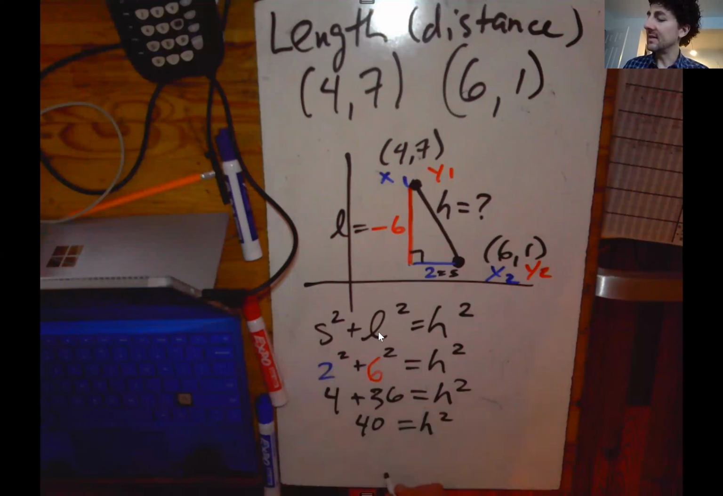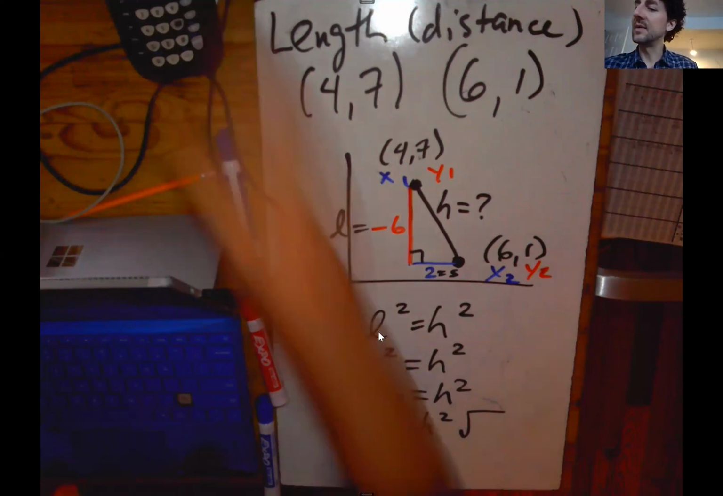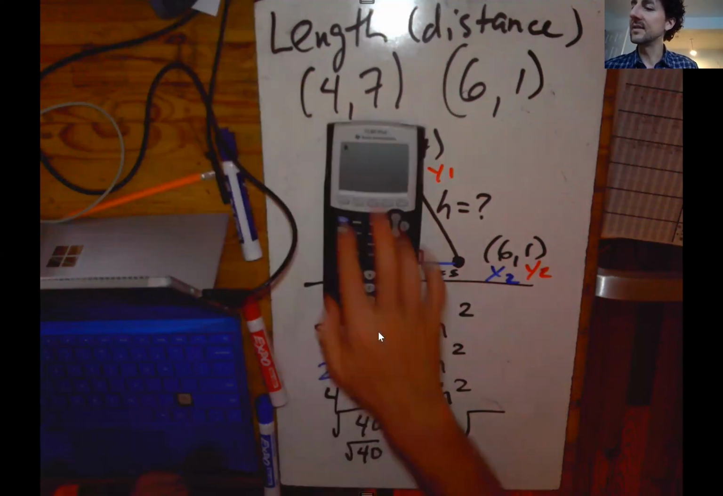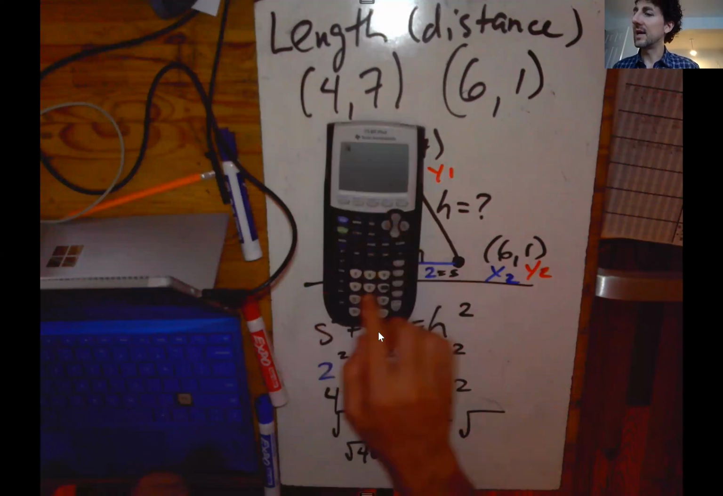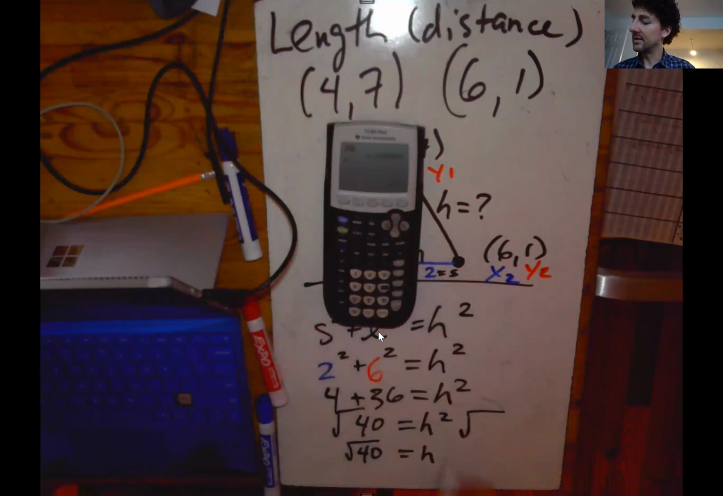To isolate h, let's take the square root of both sides. So h equals the square root of 40. If we use a calculator, we can estimate that the square root of 40 is approximately 6.32.